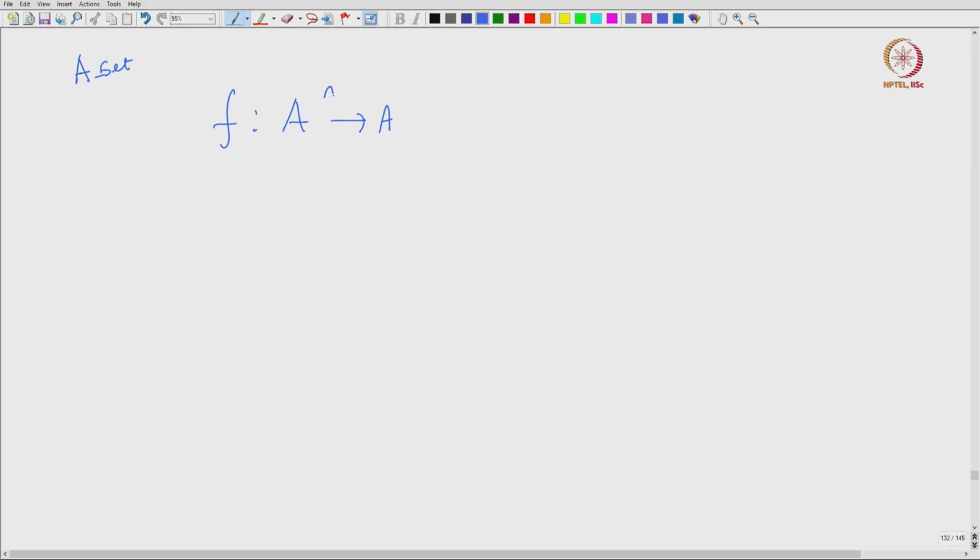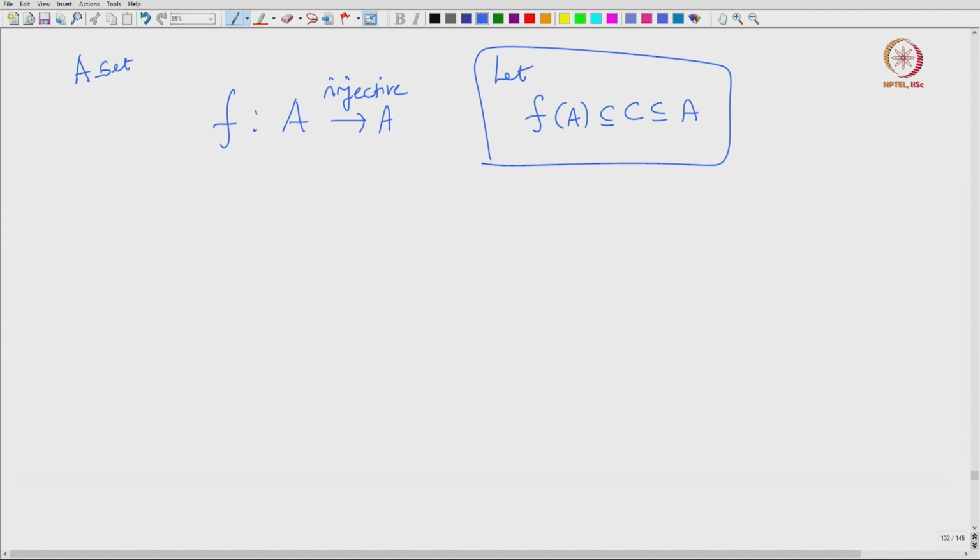Then we can take a subset of A, for example, let C be any set which lies between f of A and A. It is clear that A and f of A have the same cardinality because f is a bijective function from A to f of A. So if I start with any set between f of A and A, the inclusion from C to A, given by x goes to x, implies that the cardinality of C is less than or equal to the cardinality of A.